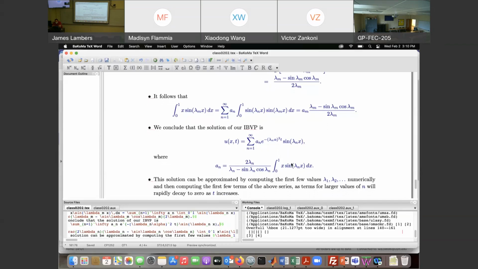Now, as I mentioned in an earlier example, since we have a decaying exponential here, as n increases, these exponentials become small quite quickly. So it's reasonable to approximate the solution by just taking your first few terms. So we go ahead and work out what these are, again, numerically, and then just form the first few terms. Especially for larger t, that's a reasonable approximation of a solution.